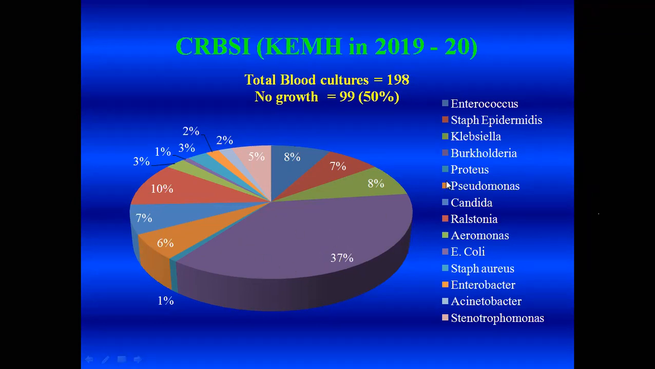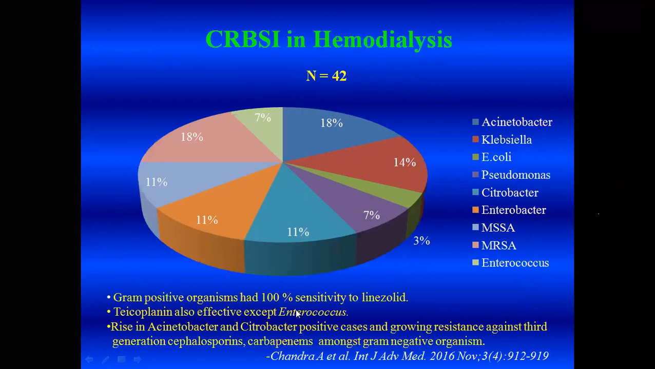And along with it, you've got Proteus, Pseudomonas, Ralstonia pickettii, Stenotrophomonas, Aeromonas, all of these organisms which are non-fastidious water-growing organisms. So we need to therefore plan our empirical antibiotic therapy according to the common organisms and their sensitivity.